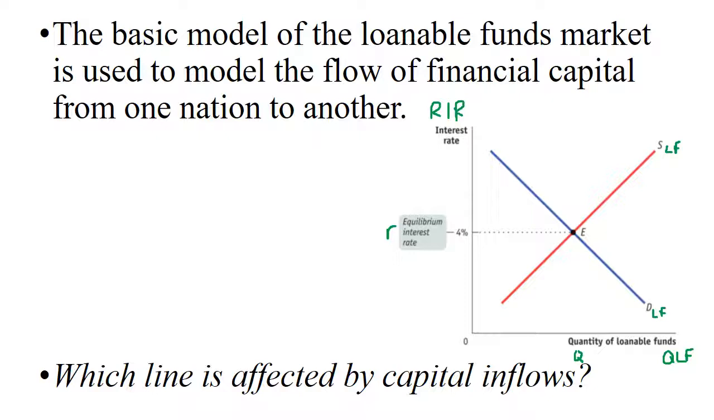Now that we remember how the loanable funds market looks, which line is affected by capital inflows? Which one would it shift? Well, capital inflows are not people coming to America demanding a loan. They're people that are sending their savings into our banks. Therefore, that's supply of loanable funds. So if more capital inflows are coming into America, that means American banks have more money they can loan out. So it would shift supply of loanable funds to the right.